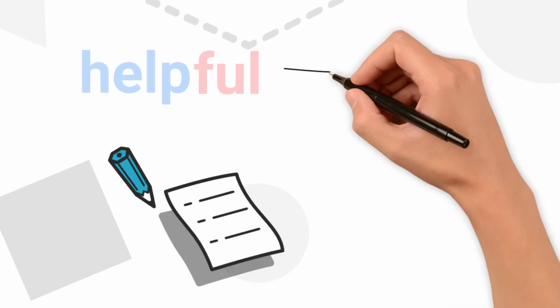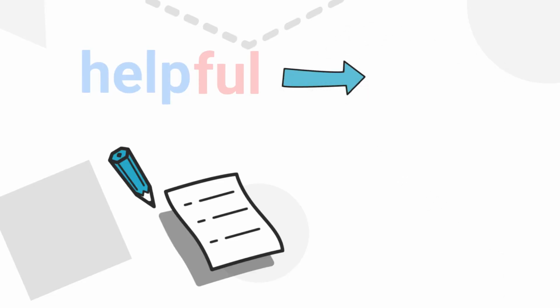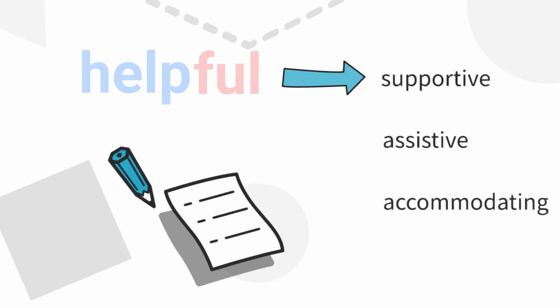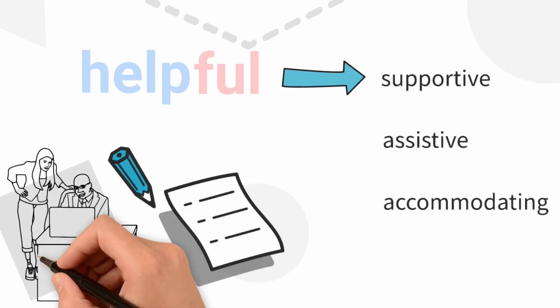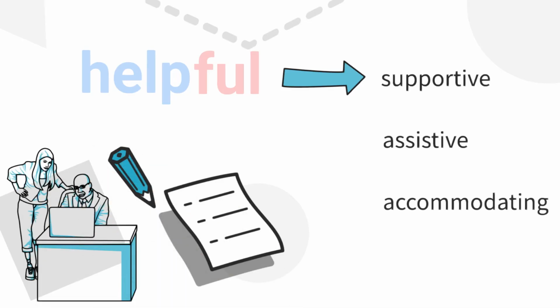Look at this word, helpful. What does it mean? Can you use it in a sentence? If you're being helpful, you're likely being supportive, assistive, or accommodating to another person's goals or aims. You are helping them. Let's look at another word.